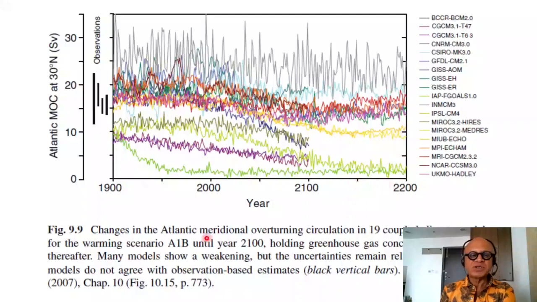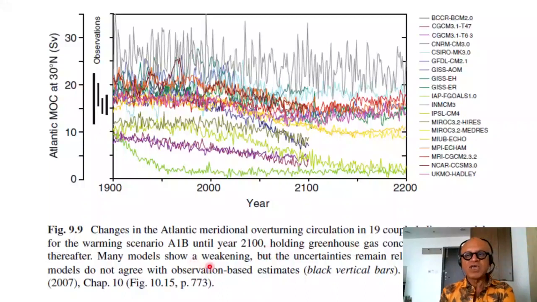So these are changes in the Atlantic meridional overturning circulation in 19 coupled climate models for the warming scenario A1B, the older IPCC scenarios from CMIP3, until year 2100, holding greenhouse gas concentrations constant thereafter.